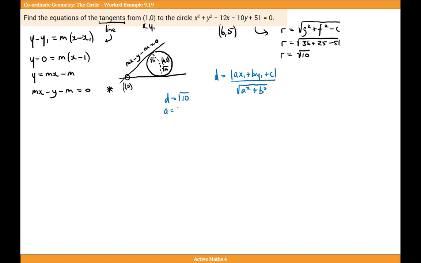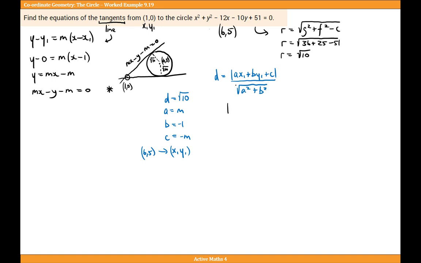A is the x coefficient of the equation of the line, which is m. B is the y coefficient, which is minus 1. And c is the constant, which is minus m. And we also have our x1, y1, which is the center of the circle, 6, 5. So 6, 5 is x1, y1. So we have all our pieces, so we're just going to sub them in and solve the equation.